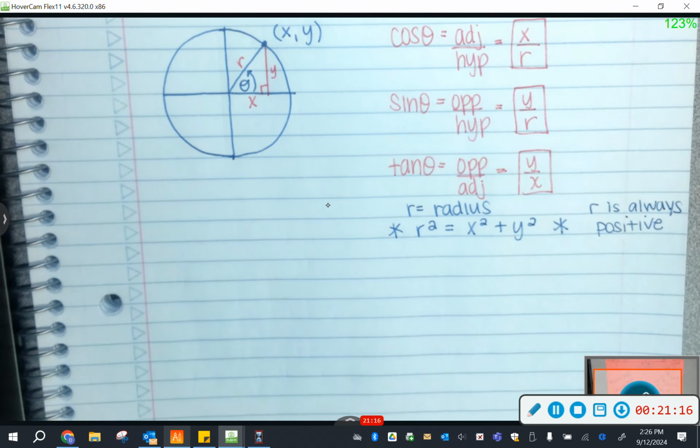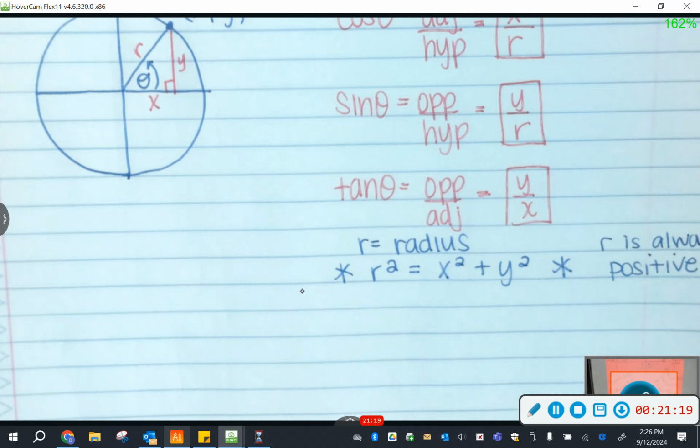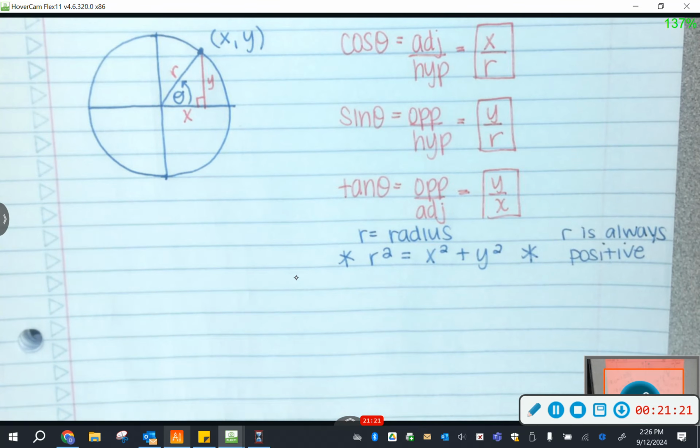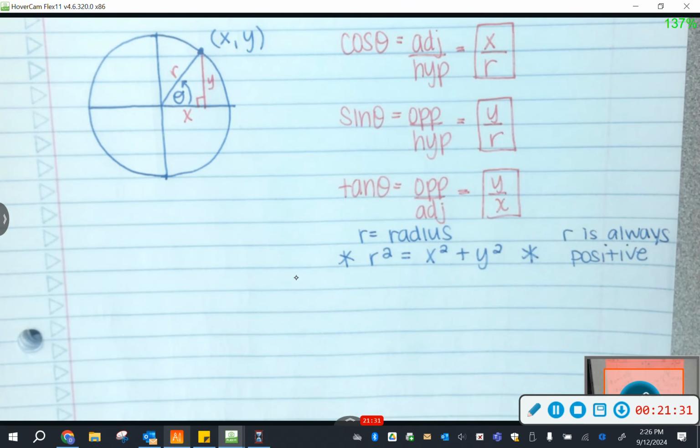Will your X and Y always be positive? No, they're on the graph. They can be any X, any Y. However, your R will always be positive. So we're going to do 2 examples.